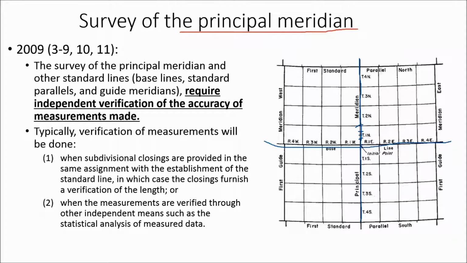The survey. When do we do the resurvey? If we are going to create subdivisions, or if we are going to do a new survey for the area. And that's what is meant by independent verification. You have the monuments already on the ground. Since you are resurveying, you are doing an independent verification to check the accuracy of the measurements made. What does it say here? Verification of the measurements will be done when subdivisional closing, so you are subdividing, or when you are requested by the government as a surveyor or as a federal surveyor to do the verification. Okay.